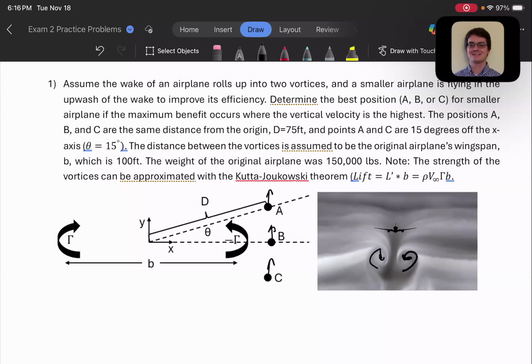As it's drawn, all 3 points are distance d from the origin of the coordinate system. Just using your intuition, which one would you say is the best? Okay, somebody that hasn't talked through this. Point B. And why?